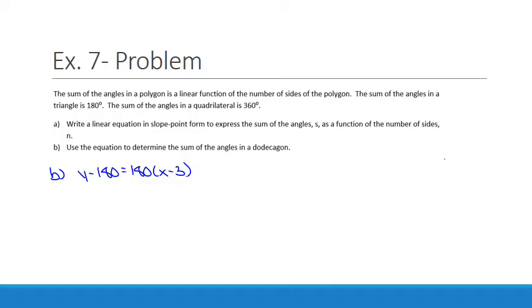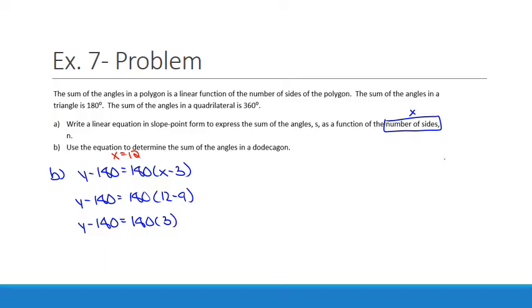So I know the number of sides. And again, number of sides, that ended up being our x. So in this one, we're going to sub in x equals 12. So I'm simply going to do that. y minus 180 equals 180 times 12 minus 9. And then just work it out for whatever my y value equals. And y will be the sum of the angles in this 12-sided polygon.